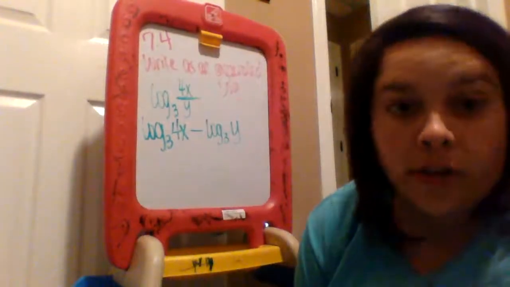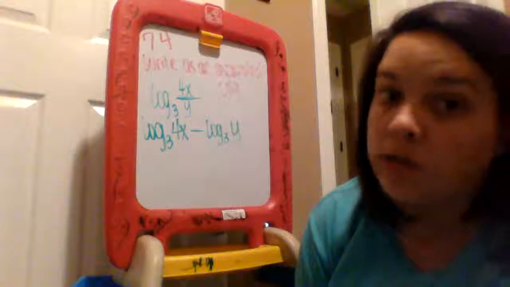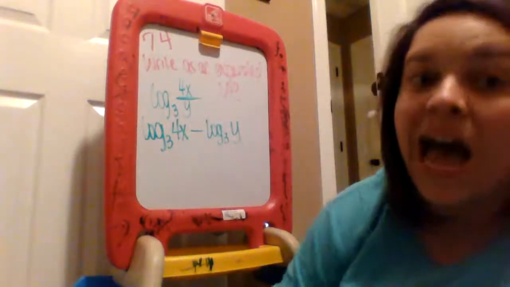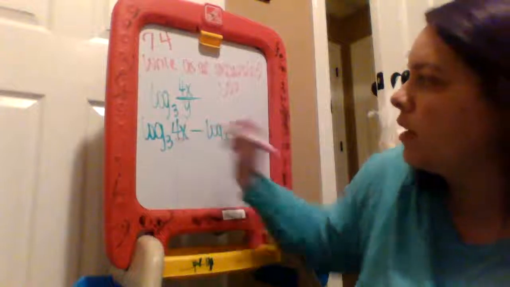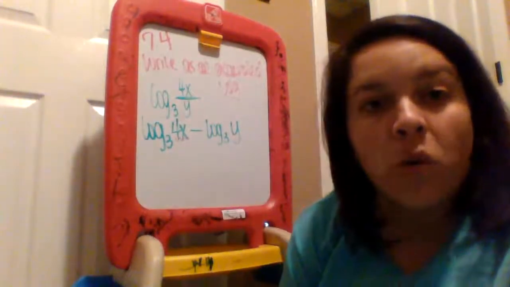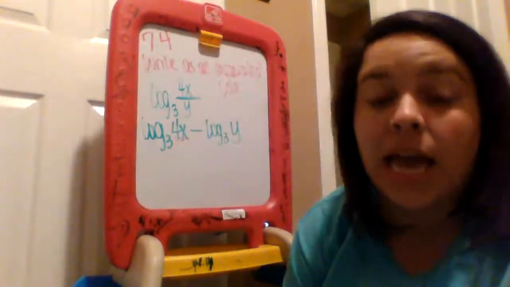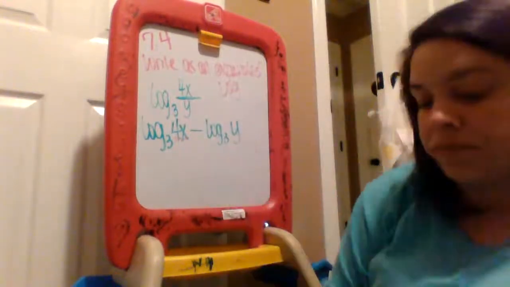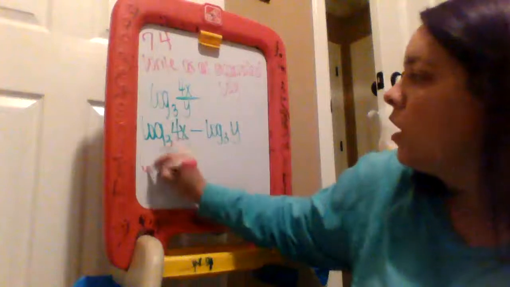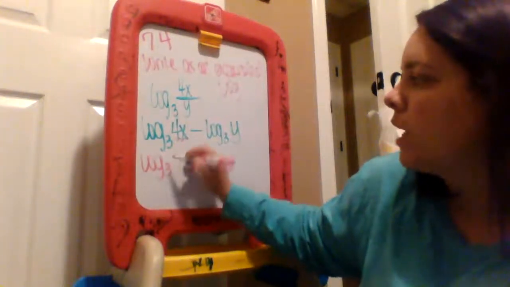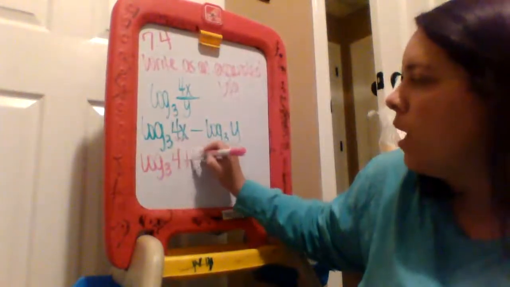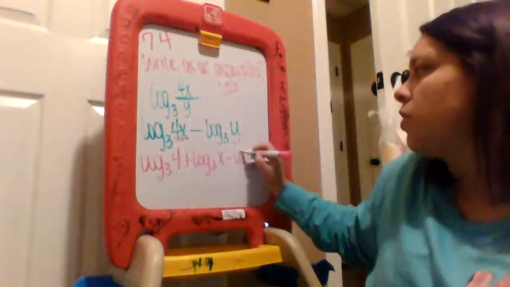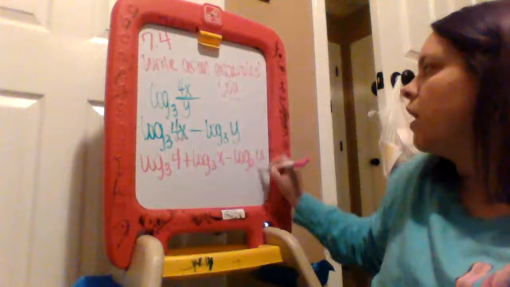Do you see any other properties? If you don't, you're done. But if there is another property, you need to separate that as well. I do see another property right here. 4x. That means 4 times x, which means that's the product property. So I'm going to have to separate that to be log base 3 of 4 plus log base 3 of x minus log base 3 of y.